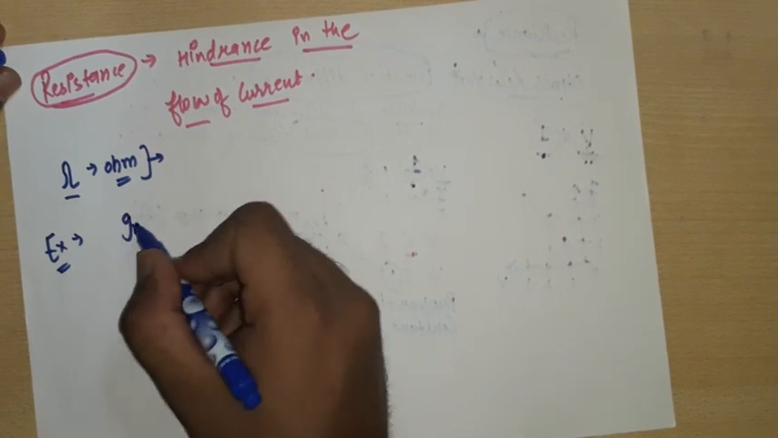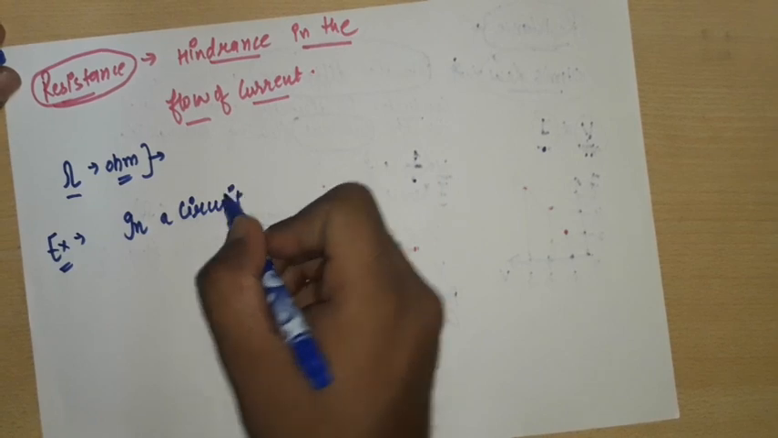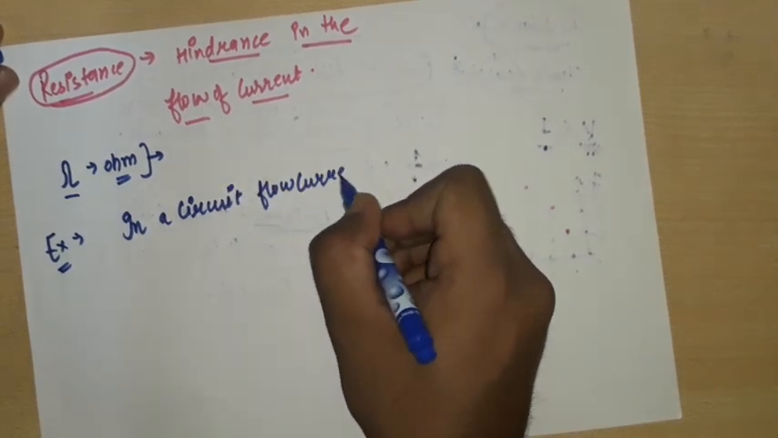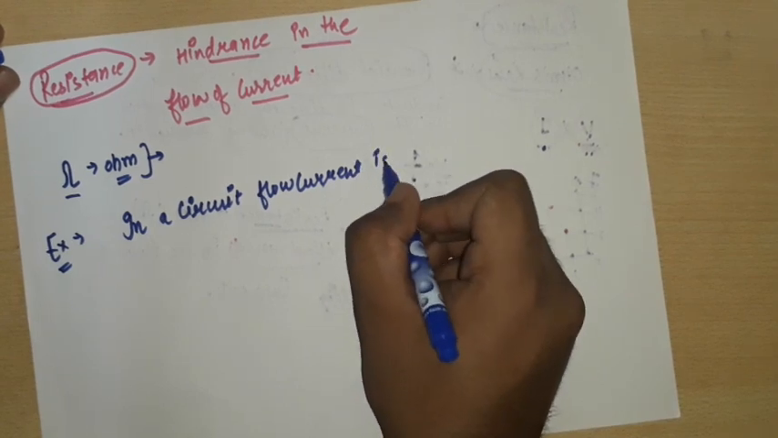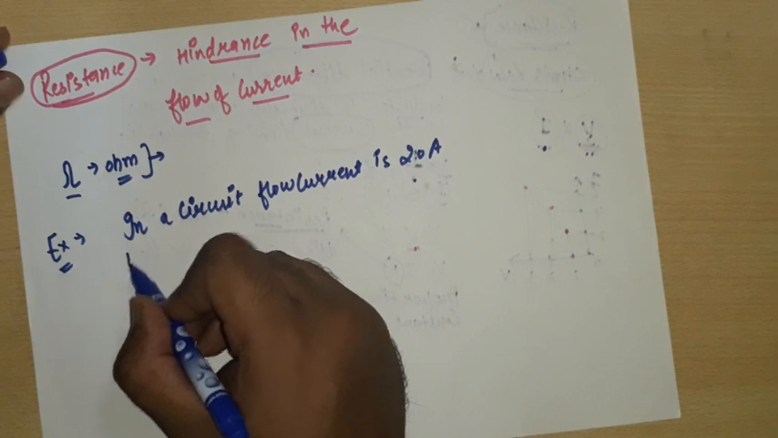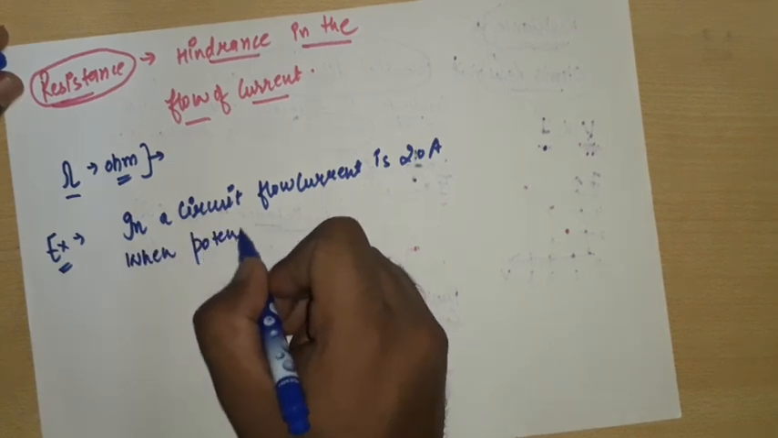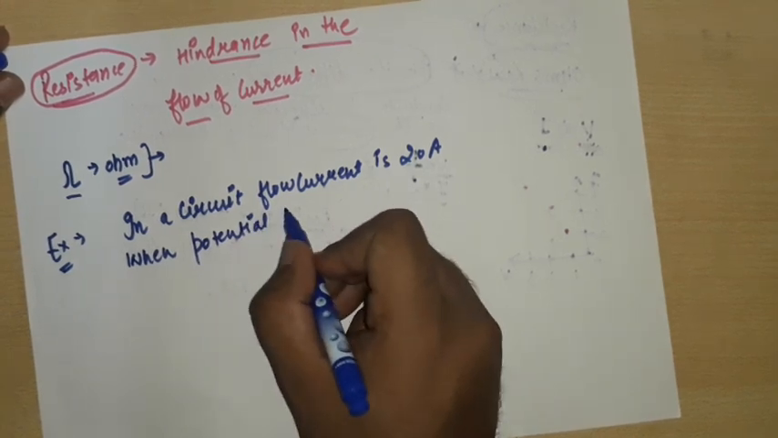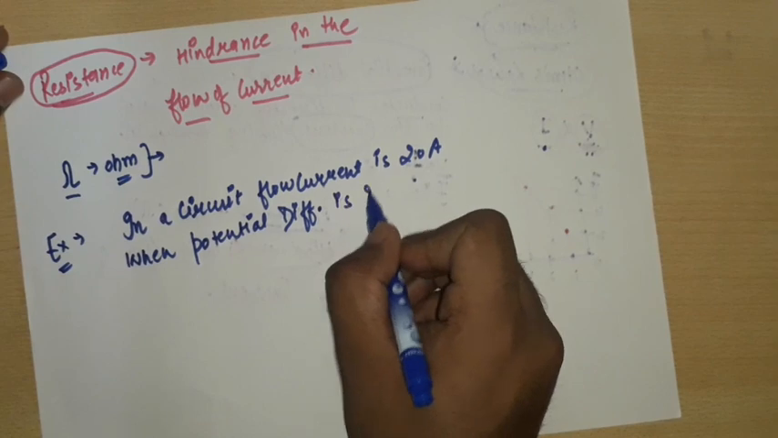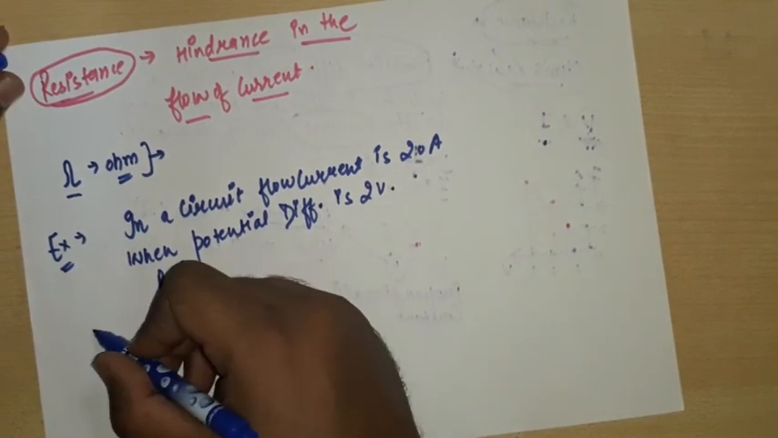Let us have an example of it. In a circuit, the flow of current is 20 ampere when the potential difference is 2 volts. Then calculate the resistance. So how will we calculate it?